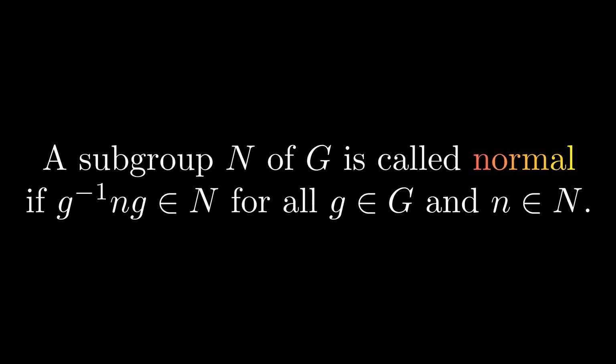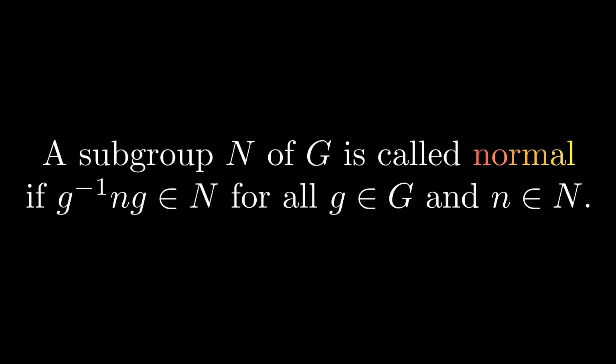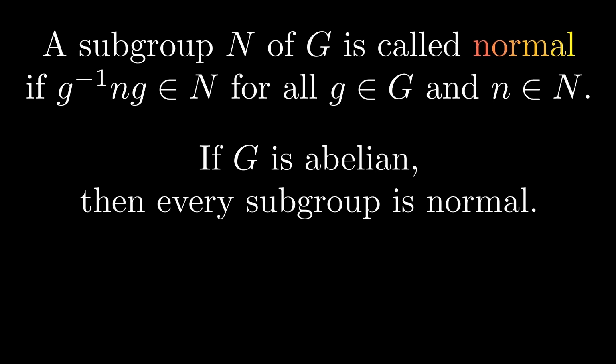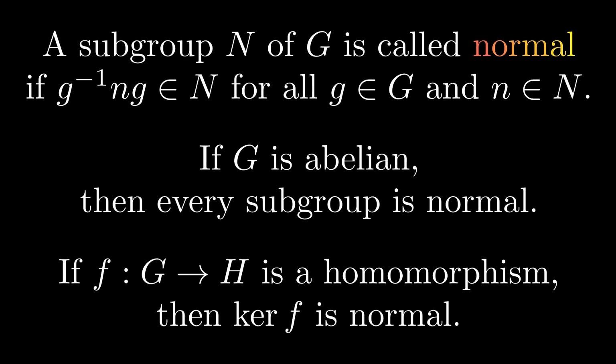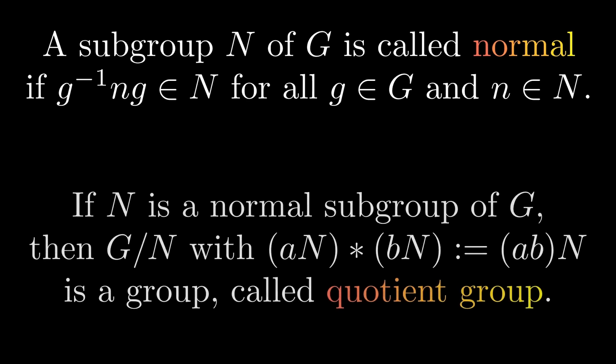A subgroup is normal if g inverse times n times g is always in the subgroup for all elements g in the group and n in the subgroup. For example, every subgroup of an abelian group is normal, and the kernel of every homomorphism is normal. The most important property of normal subgroups is that we can define a group structure on the cosets. The resulting group is called a quotient group.